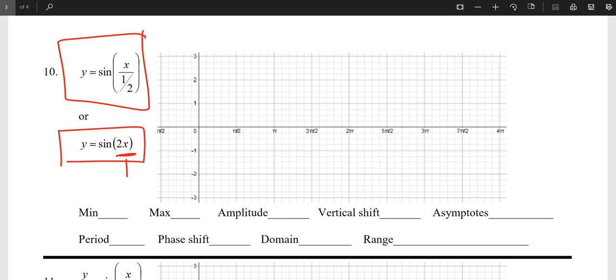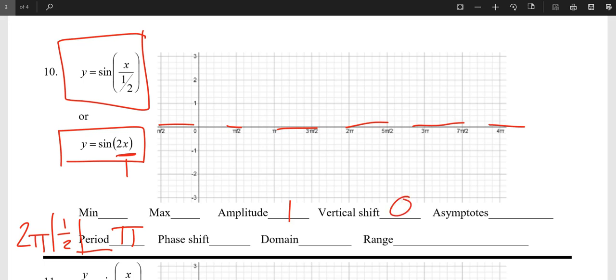So if we're doing a horizontal shrink by 1/2, what's the period? Only 1 pi. Right? Because we did the 2 pi times the absolute value of 1/2, and that's how we got 1 pi. The amplitude is still staying the same. The center line still staying the same. H and K still staying the same because none of that's been changed.